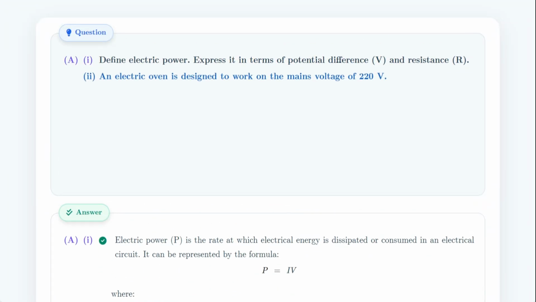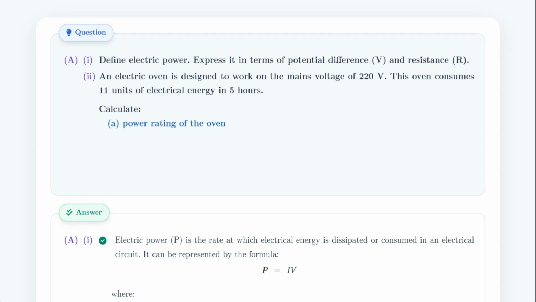Now, let's put this into practice with a real-world example in Section 2. Imagine an electric oven connected to a 220-volt mains supply. It consumes 11 units of energy over a 5-hour baking session. From this, we need to calculate the power rating of the oven, the current drawn by the oven, and the resistance of the oven when it is red hot.